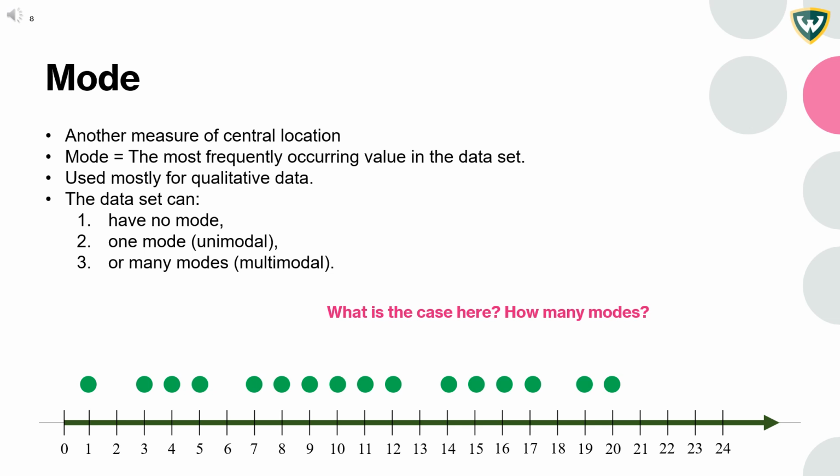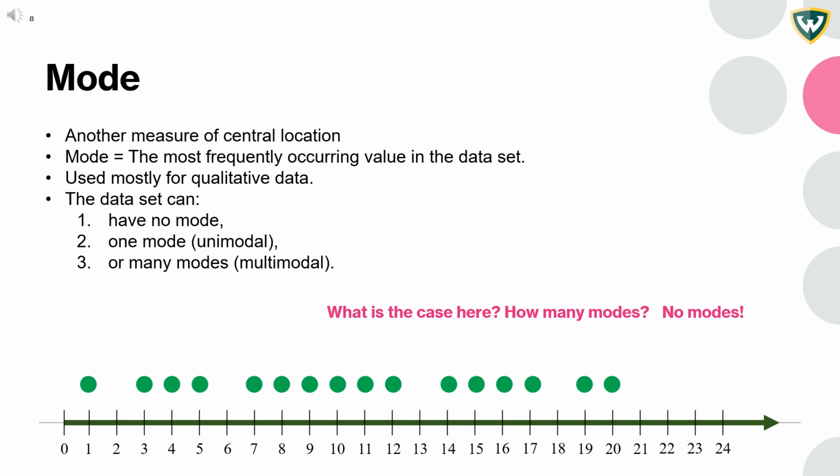The mode is another measure of central location that identifies the most frequently occurring value in a dataset. It is particularly useful for qualitative data or categories, where values like colors or types are often repeated. The mode helps us understand what is most common or popular within a dataset.